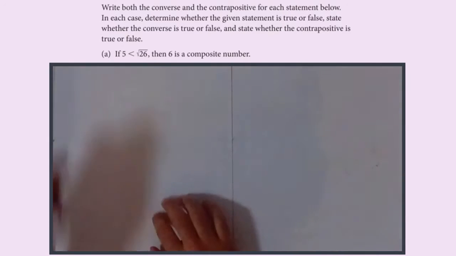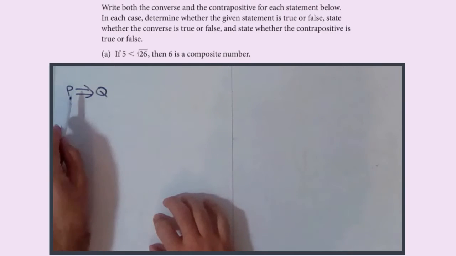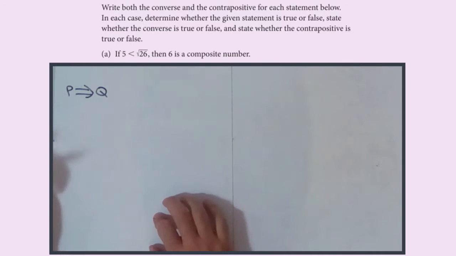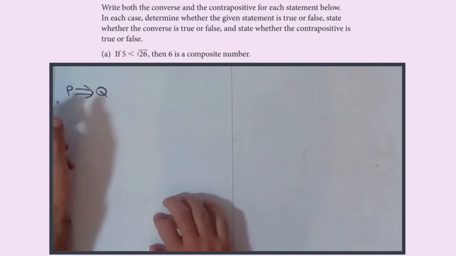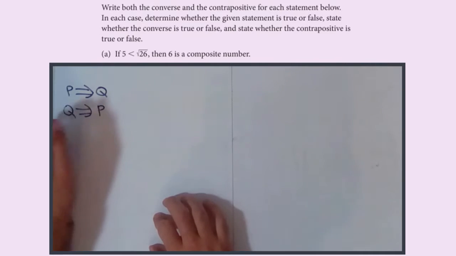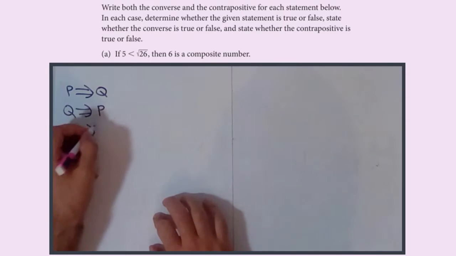So if you have the initial statement, which is P implies Q, you could think, well, if P then Q, so if P is true then Q must be true. That's what P implies Q means. That's the statement. The converse is Q implies P, as in if Q then P. If Q is true, then P must be true. The contrapositive is the negation of Q implies the negation of P. So that would be not Q implies not P.